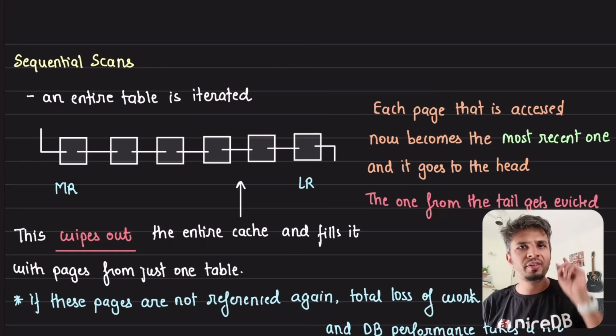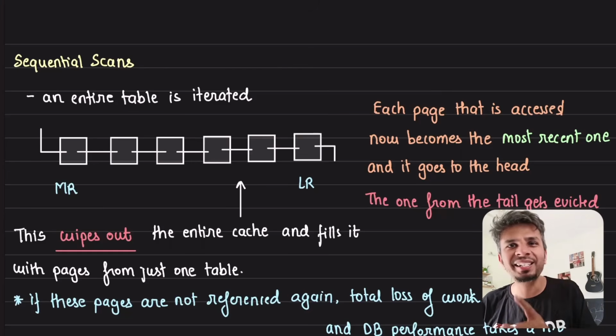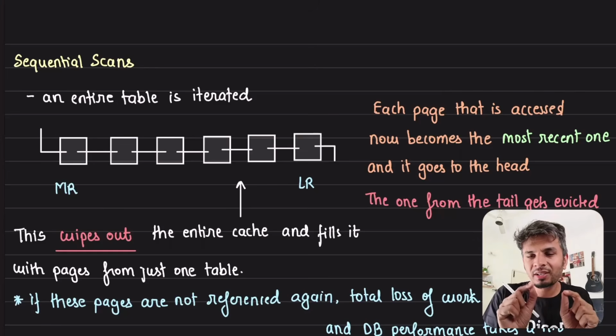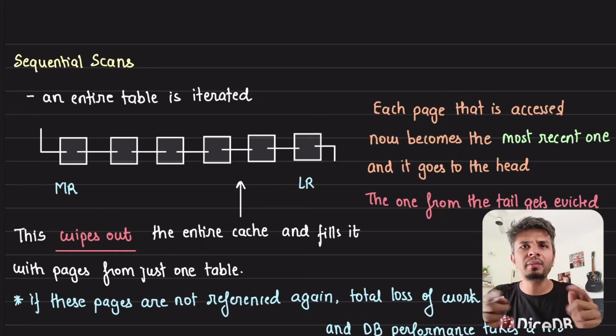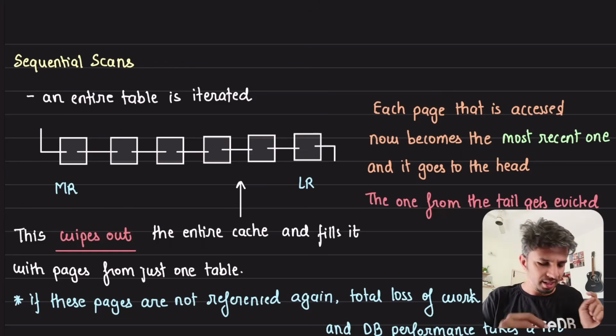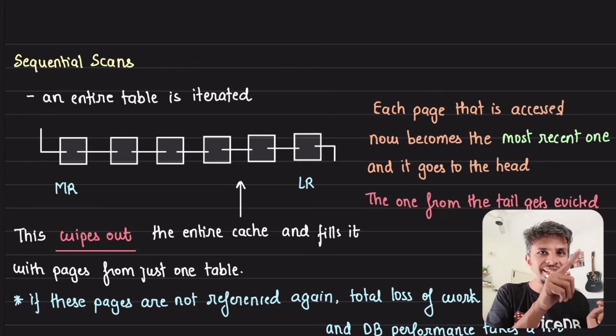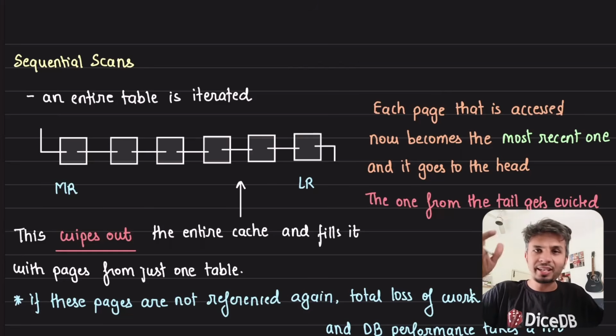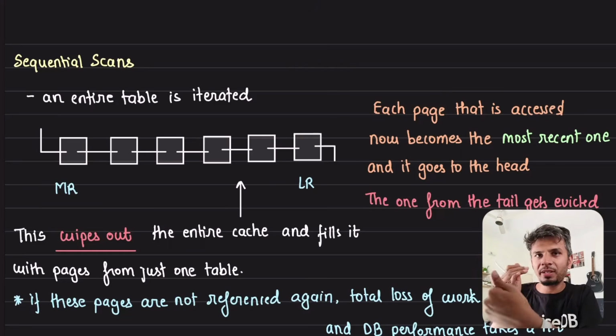Now, if you are iterating the entire table, what happens? Each page of that table that you are accessing becomes the most recent one. If it becomes the most recent one, then it goes to the head of the list. If it goes to the head of the list, your cache is limited, so one page from the tail will be evicted.